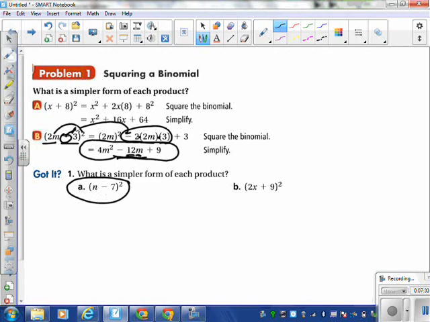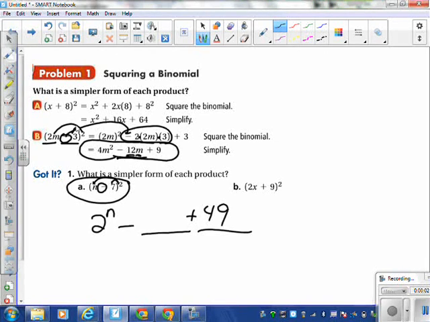Let's take a look how we do that at number 1. Looking at that again, we have a square on the outside. We put that with both of those numbers. So we would have n squared. It's a minus. I'm going to put a minus here. Draw a line from my middle number in there later, along with my last number. So 7 squared would be 49.